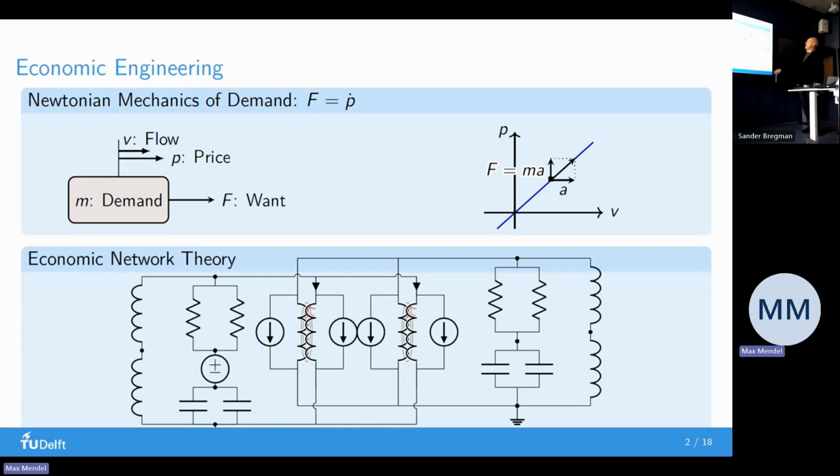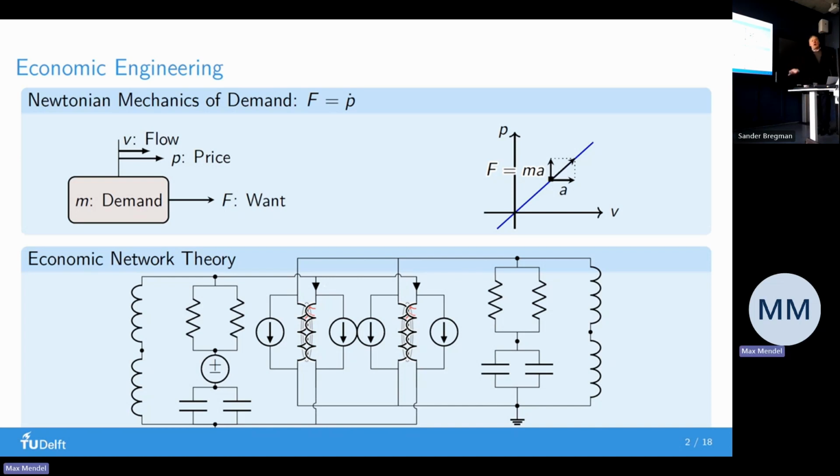So what does an economic force do? What does a want do? It just allows you to move along. Economists will call this a movement along the supply line. And then you expand your demand, that's the acceleration, and you increase your price exactly with the amount of the force. That's it.